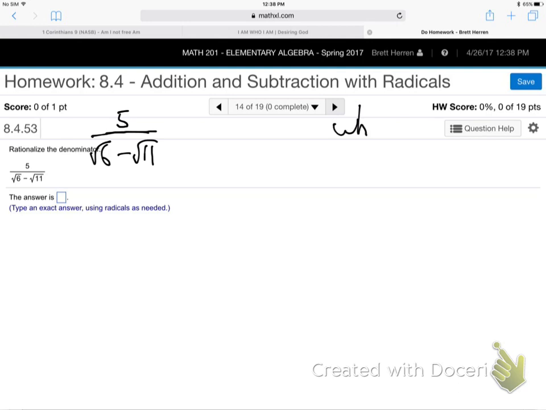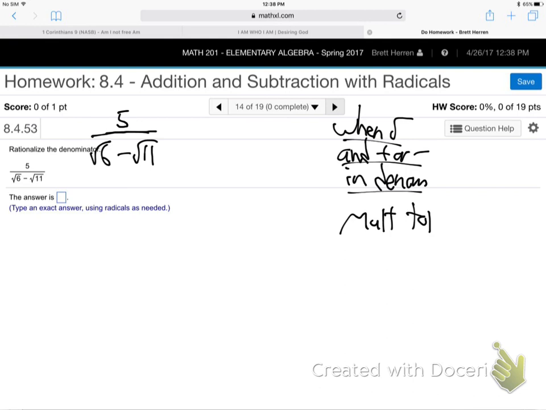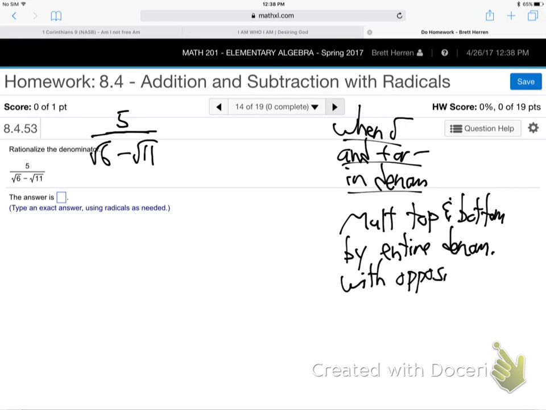Let me write it over here. When you have a square root and plus or minus in the denominator, which is what we now have for the first time, you must do a special thing. Multiply top and bottom by the entire denominator, because it's all glued together, with the opposite sign in the middle. So I've got to multiply by root 6 plus root 11.